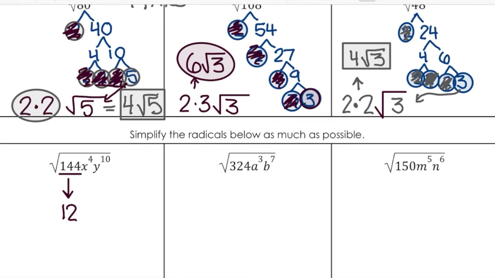Then, if I have 4 x's, that gives me 2 pairs. So that's going to be x to the power of 2. And if I do the same thing with the y's, it's like I've got 10. Now you do not have to write this part out, only if it helps you understand it afterwards. We've got 1, 2, 3, 4, 5 pairs, so that's y to the power of 5.